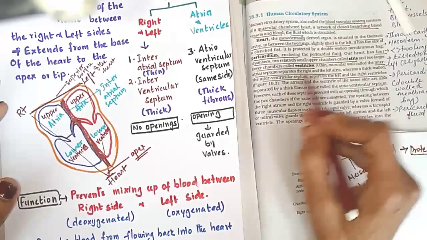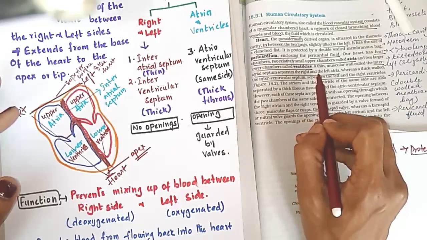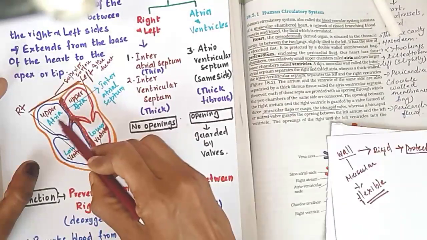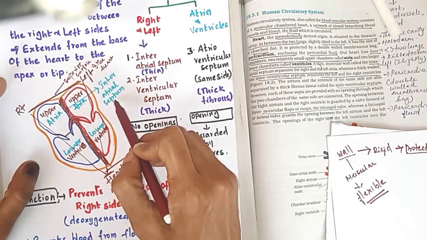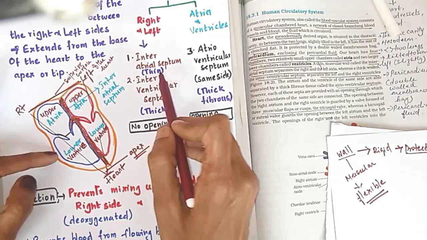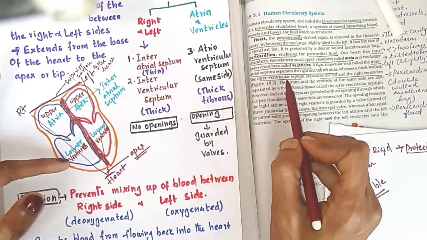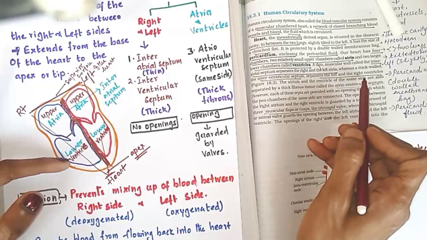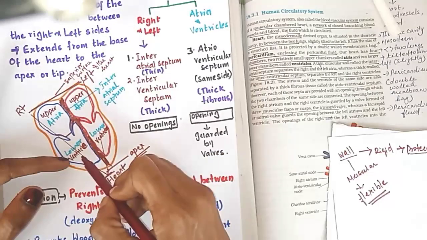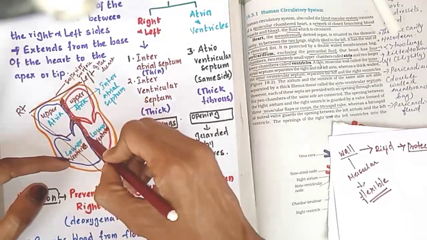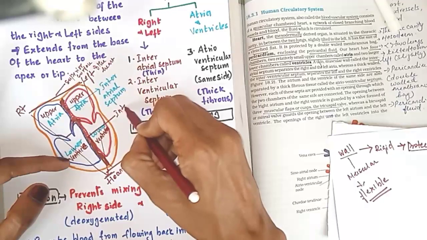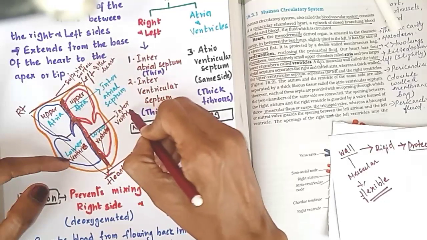Okay, so the thin muscular wall called the interatrial septum separates the right and left atria. So in between the atria you have the interatrial septum and it is a thin muscular wall, whereas the thick walled interventricular septum separates the right and left ventricles. In between the two ventricles you have the interventricular septum. This is the interventricular septum and it is thick walled.